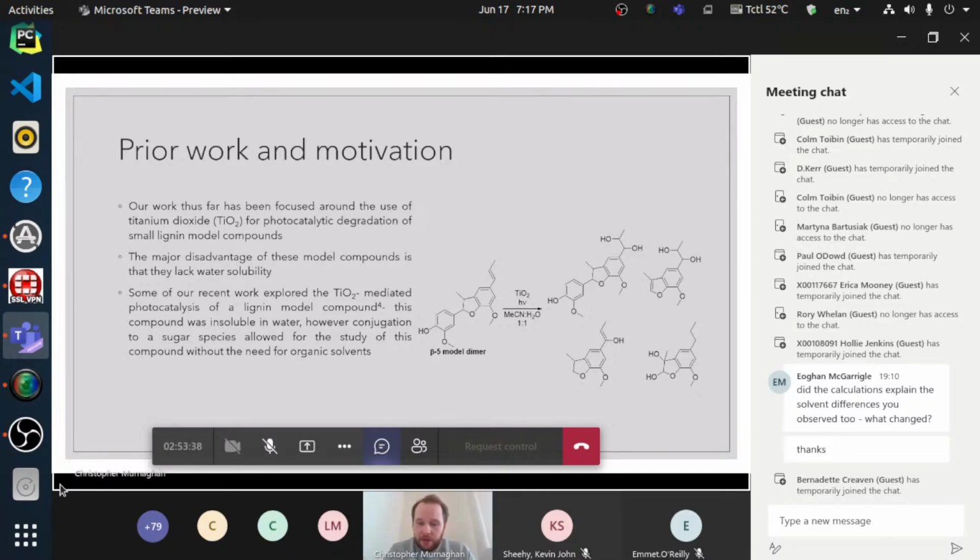And you can see here that underneath the arrow is the thing that we don't want to be using. We don't want to be using organic solvents. We had to use acetonitrile, principally because this model dimer was completely insoluble in 100% water. So we had to use that co-solvent in order to get any activity out of the system.